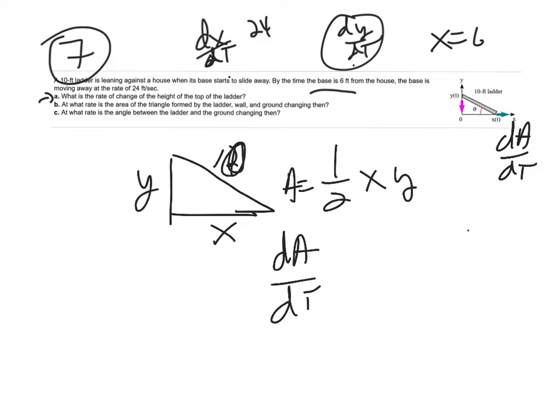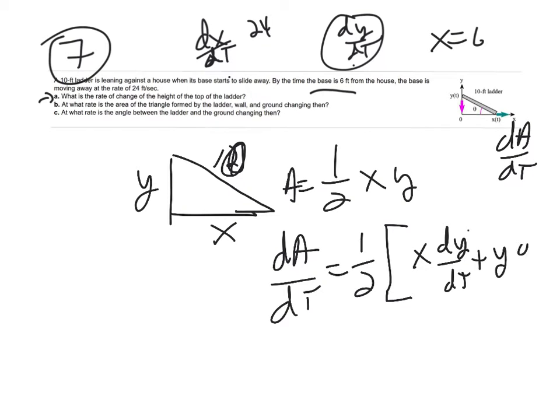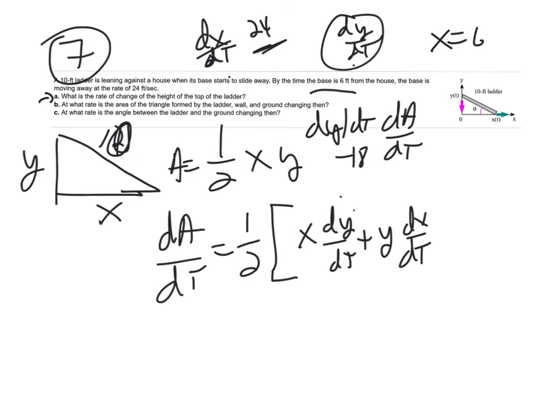And then I see a product on the right-hand side with a constant. So the constant just comes along for the ride. So x times dy/dt plus y times dx/dt. And we already found out that dy/dt was negative 18, right? That was from our last problem. They told me dx/dt was 24. So what's the rate of change in the area?